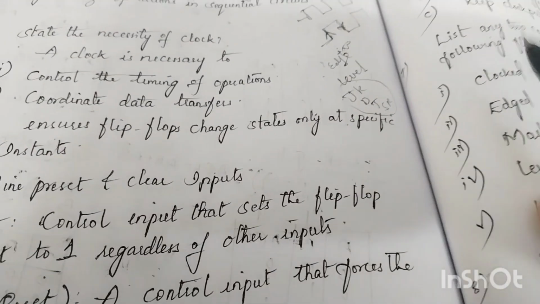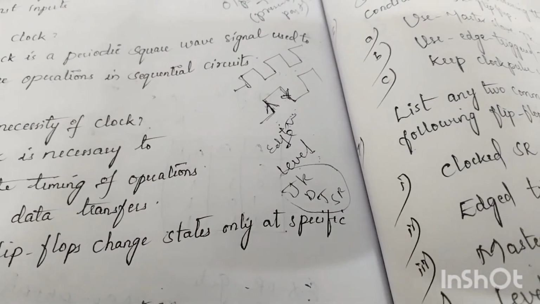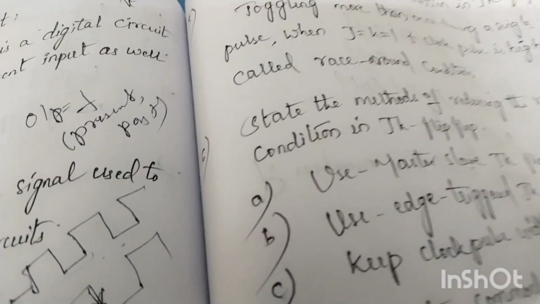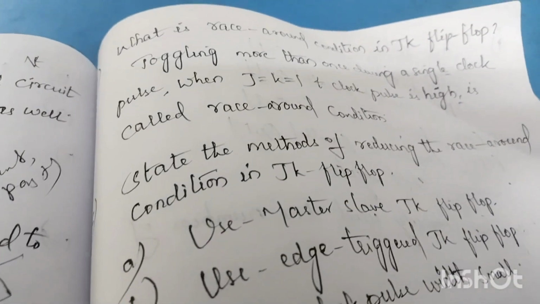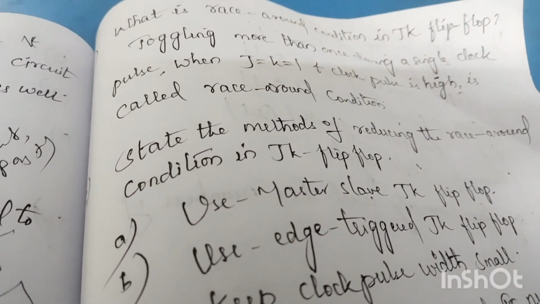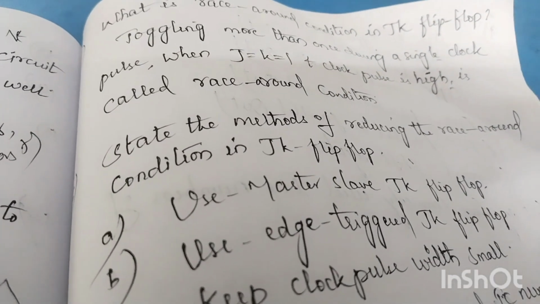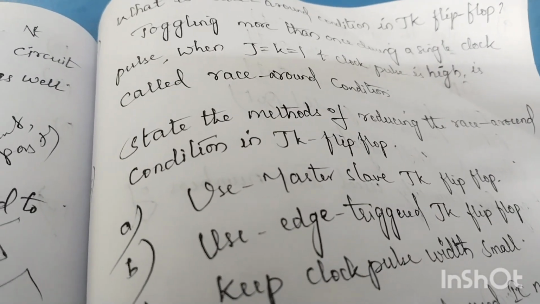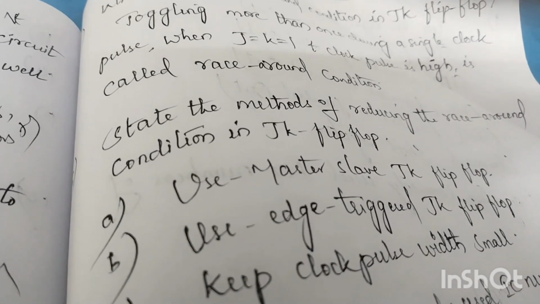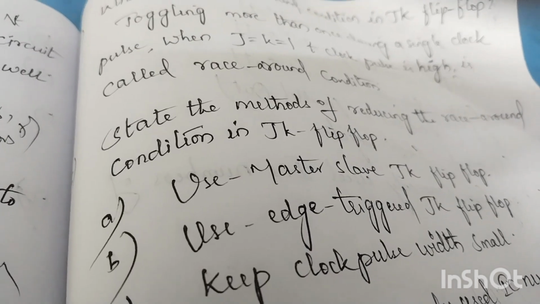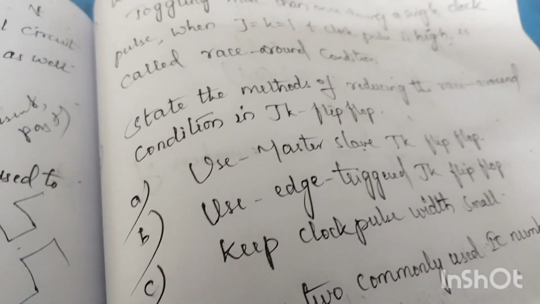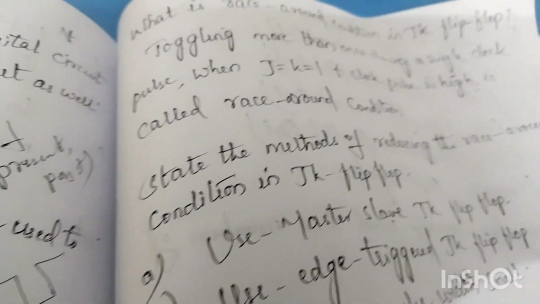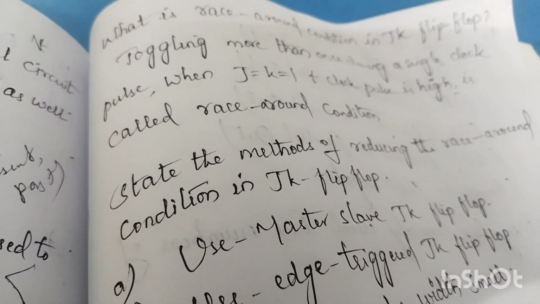So next question we have, what is race around condition in JK flip-flop? Race around condition means toggling more than once during a single clock pulse. Toggling more than once during a single clock pulse when J equals K equals 1 and clock pulse is high is known as race around condition.